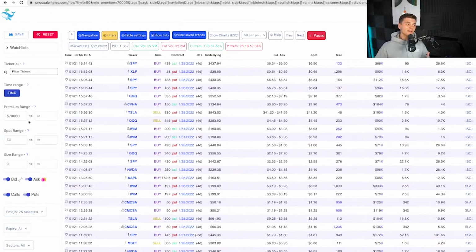But in this case, $70,000 for me is kind of like that benchmark minimum, where if someone's putting down $70,000 into an option play, more likely than not, they have a pretty good reason behind putting that money in. And that is the whole point of the service, is to follow the bigger money that might be one step ahead of where you are without following the flow.